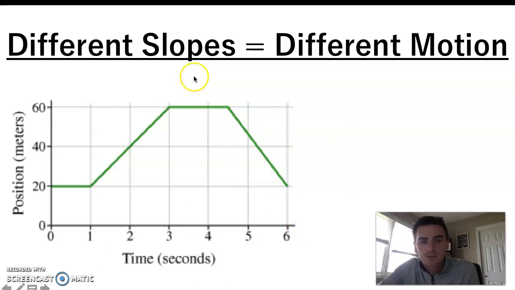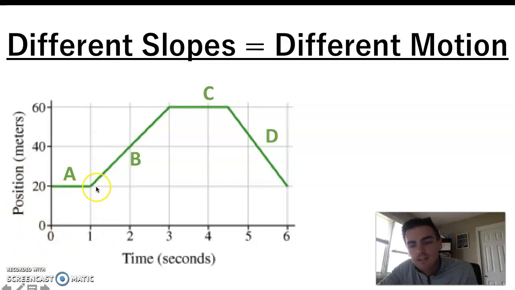We need to make sure we also understand not every graph is going to be just a nice smooth straight line. Different slopes represent different motions. If we look at this one, a lot of kids think, well, maybe they're starting up and then they're climbing a mountain. That's not it at all, guys. What we're looking at is how its position changes from a starting point. Let's call this starting part A, this part B, this part C, and this part D.